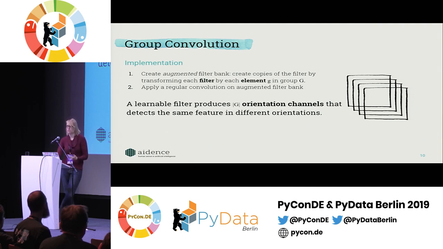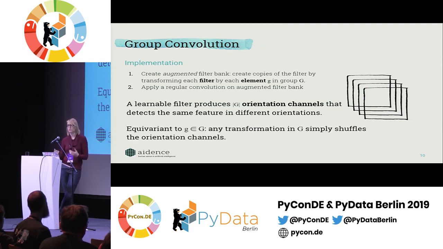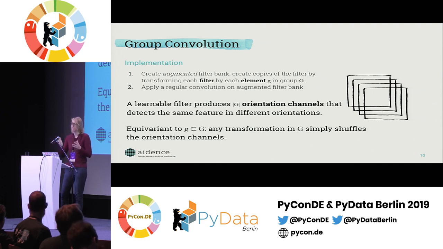And this leads to equivariance. The reason that this leads to equivariance is that if you transform the input, like the input image that you put in, it still picks up the same features, and the orientation channels remain the same. So you still have the same orientation channels for this feature. It is just that these orientation channels are now shuffled, basically. So there is some kind of transformation applied to the output, but the feature is still picked up and we still have the same information at the end. This is how equivariance is preserved throughout.